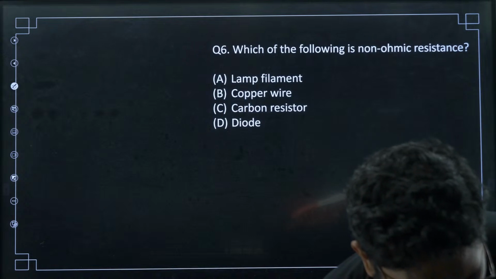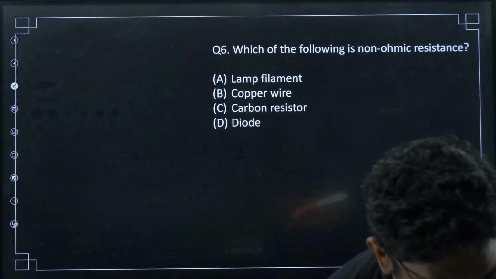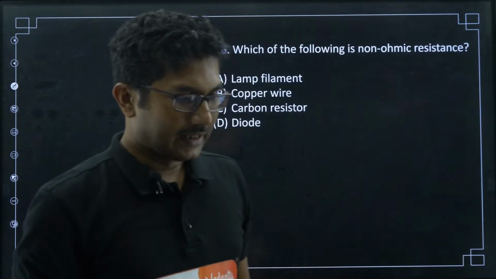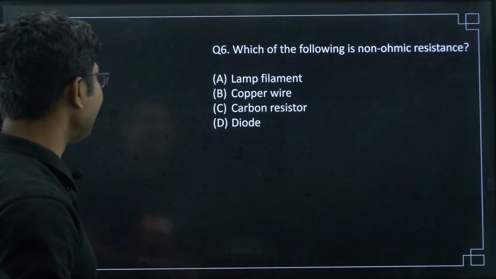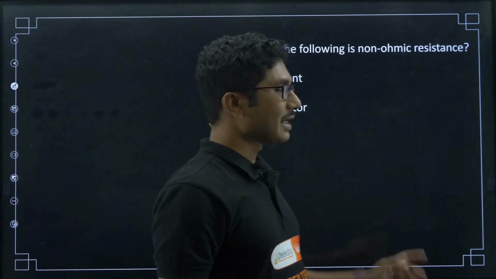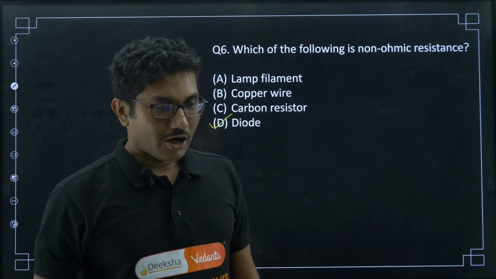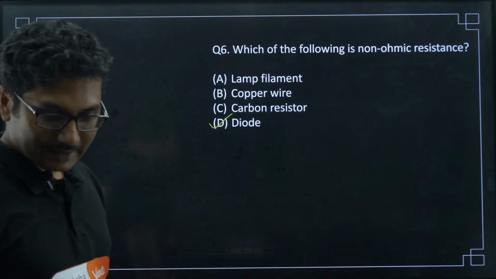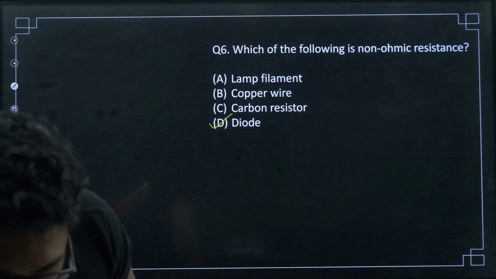Pooja is saying 6D. Mr. Artist joined late, so Mr. Artist is also saying D. Yes, diode is a semiconductor. The rest of them are conductors, so they obey Ohm's law. Only diode does not obey Ohm's law. So basically, the correct answer for this question is D.